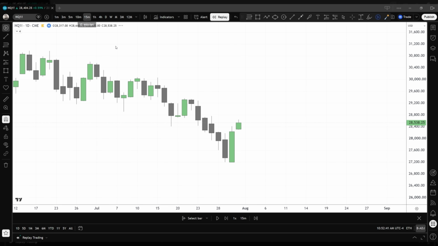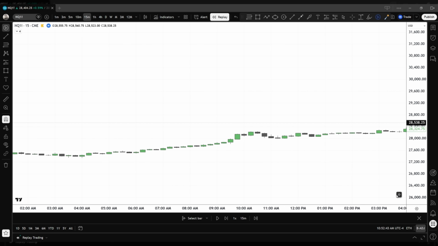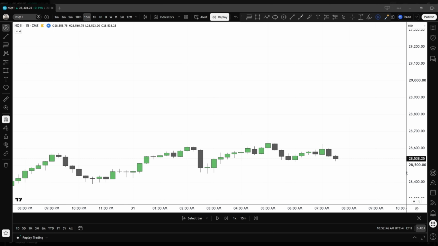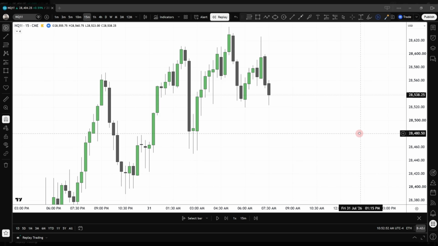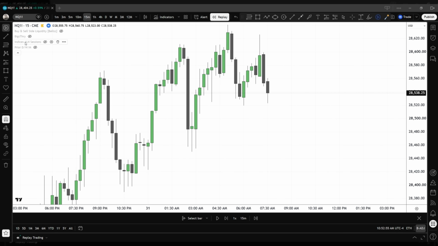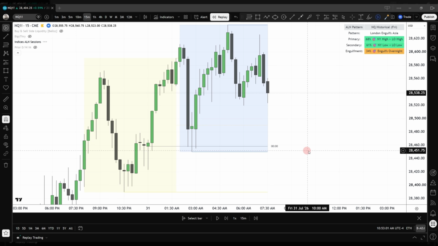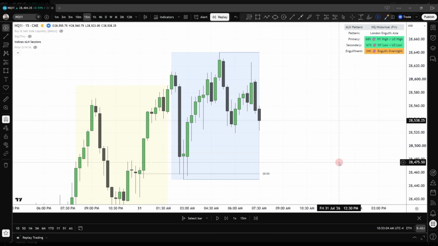Next, let's go down to a 15-minute chart and take a look at what I saw pre-market. And I'm going to pull up an indicator that I use called Indices ALN Session. What that does is it maps out the overnight liquidity levels, specifically Asia, London, and New York. And what the indicator does is it predicts what might happen for the New York session based on overnight PA.